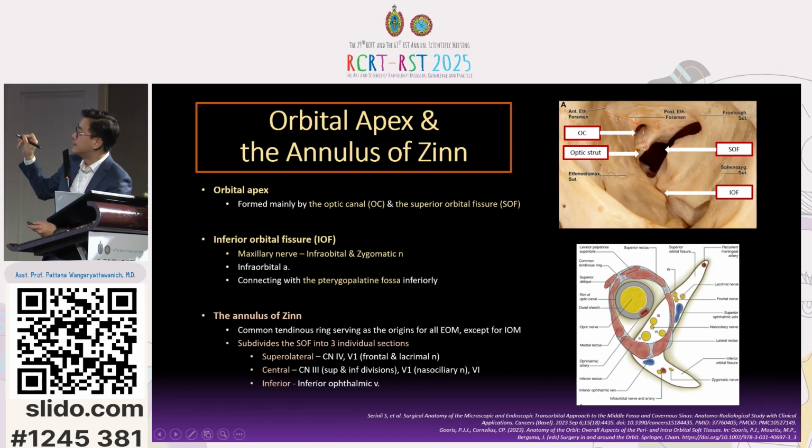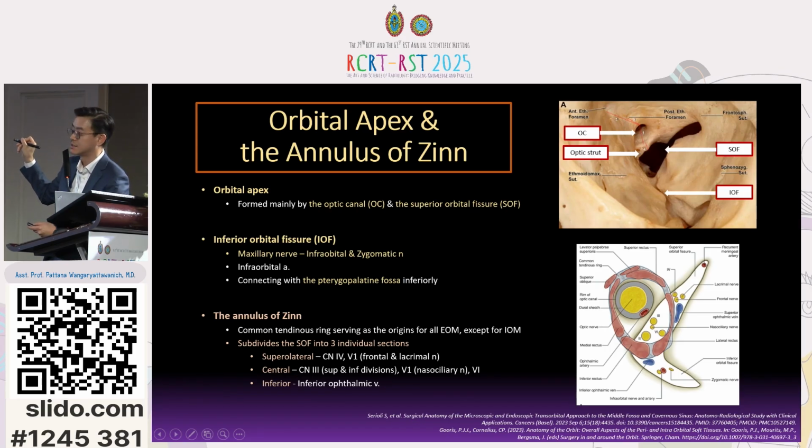This is an illustration to show the anatomy of the orbital apex and also the annulus of Zinn. You see that the annulus of Zinn is formed by 6 EOM out of 7 EOM. The optic nerve will exit through the optic canal. The superior orbital fissure is located right here, and then we have the inferior orbital fissure that is in continuity with the SOF.